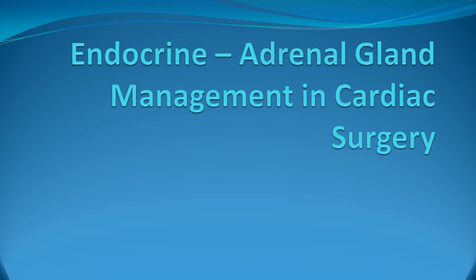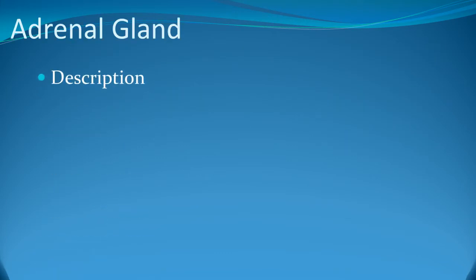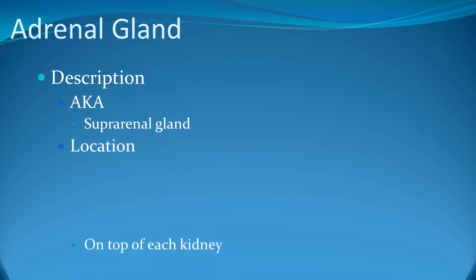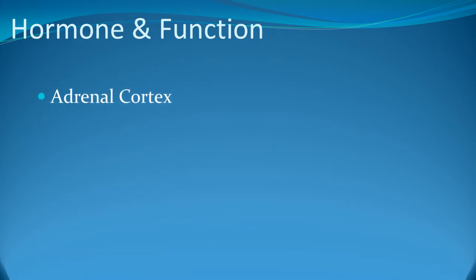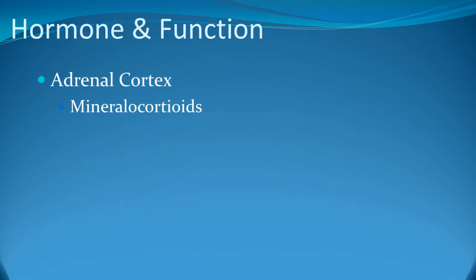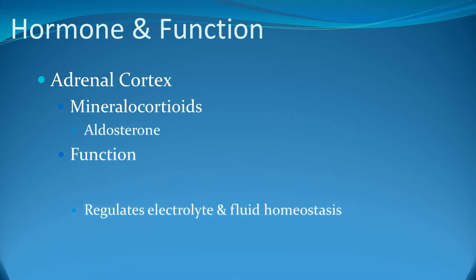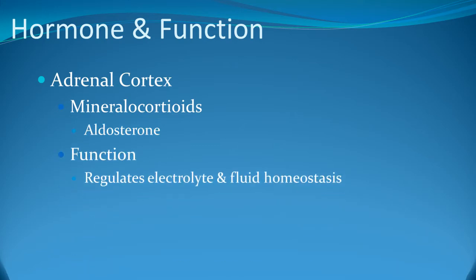Endocrine, adrenal gland disorders, and management in cardiac surgery. The adrenal gland, also known as the suprarenal gland, is located on top of each kidney and is composed of the adrenal cortex and adrenal medulla. The adrenal cortex produces mineralocorticoids, which include aldosterone, and its function is to regulate electrolyte and fluid homeostasis.